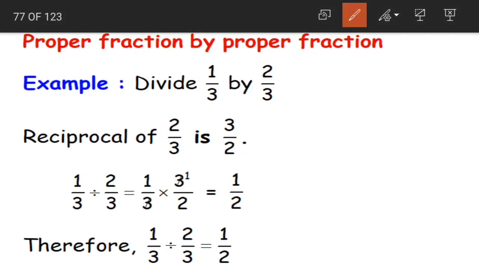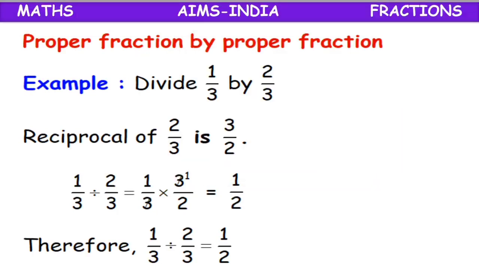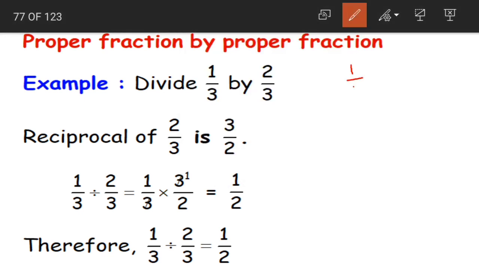Again the same. Here what do we have? 1 by 3 divided by 2 by 3. Again the dividend is written as it is. The division symbol becomes multiplication, and for the divisor we write the reciprocal. Yes, so 1 by 3 divided by 2 by 3 becomes 1 by 3 into 3 by 2.